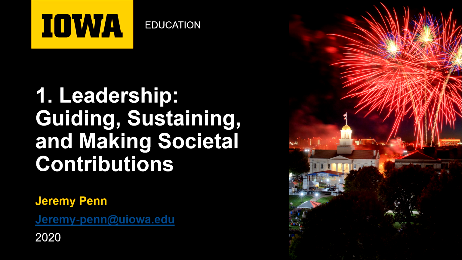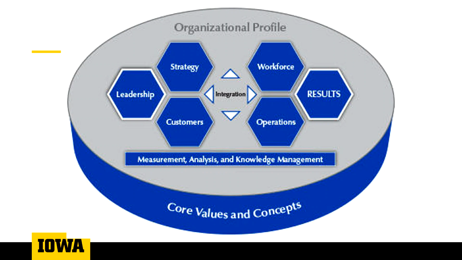Hello, this is Module 1 on leadership. This is part of an 8-video series on using the Baldrige model to improve. Leadership on the left side of the Baldrige model is part of what is called the leadership triad. This triad includes leadership, strategy, and customers. Leadership is grouped together with these other items to emphasize the importance of a leadership focus on strategy and customers.